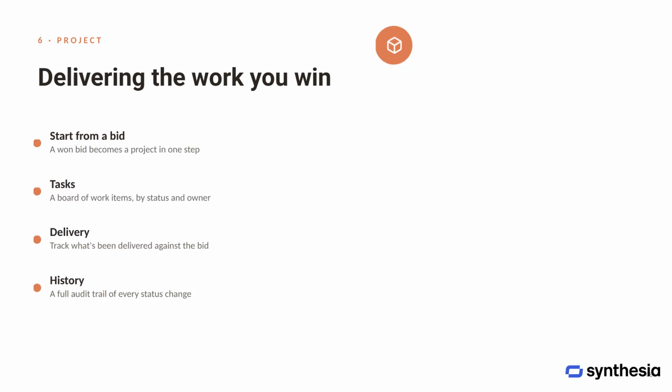Once you win, bidding hands off to project. A won bid becomes a project in a single step, carrying its details across. From there, you manage the work on a task board organized by status and owner, so everyone knows what they're responsible for. The Delivery tab tracks what's actually been delivered against what was quoted, and the History tab keeps a full audit trail of every status change along the way.